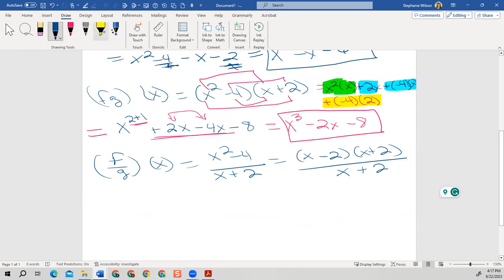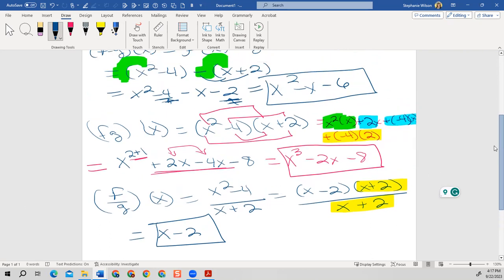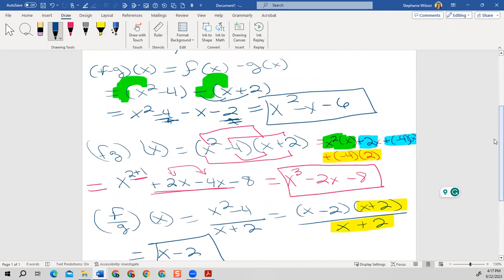So let's finish this. I noticed that I got x plus 2 over x plus 2. They go into itself once, leaves me with 1 over 1, 1 times that x minus 2, and this is my final answer. Sometimes when you do the division, it will reduce. Sometimes it will not. And guys, I just noticed on the multiplication, what did I do wrong?